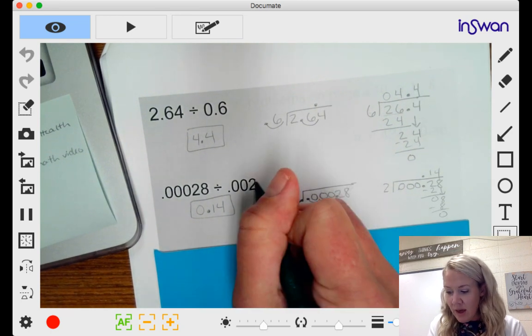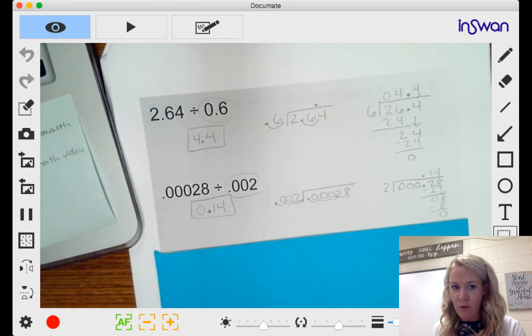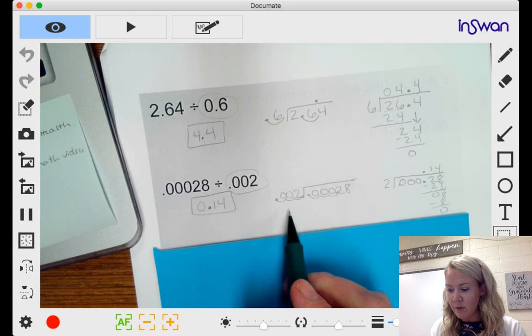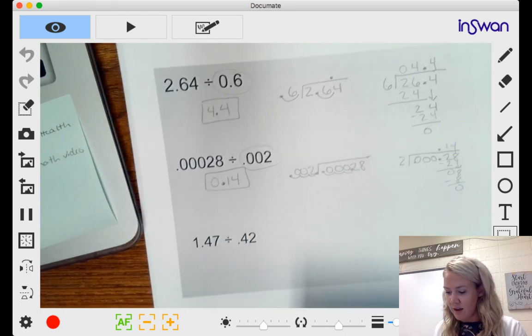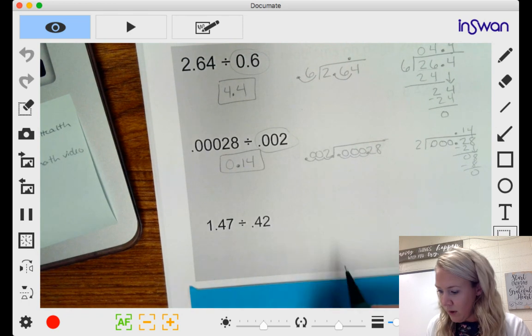So you have to get this second number to be a whole number, but however many times you had to multiply it by 10, you have to do the exact same to the inside. One more practice one here.